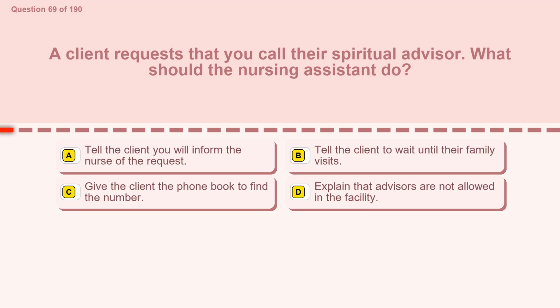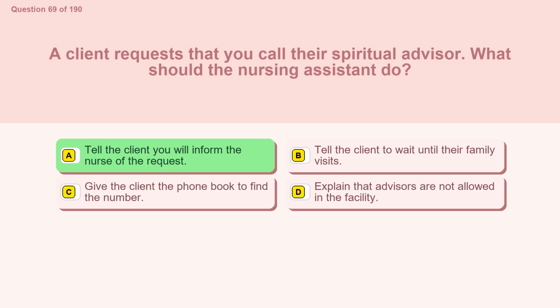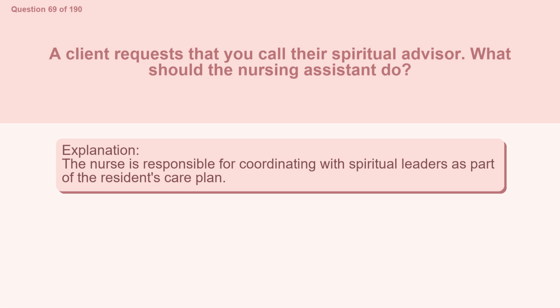Question 69. A client requests that you call their spiritual advisor. What should the nursing assistant do? Option A. Tell the client you will inform the nurse of the request. Option B. Tell the client to wait until their family visits. Option C. Give the client the phone book to find the number. Option D. To explain that advisors are not allowed in the facility. The correct answer is option A. Tell the client you will inform the nurse of the request. The nurse is responsible for coordinating with spiritual leaders as part of the resident's care plan.